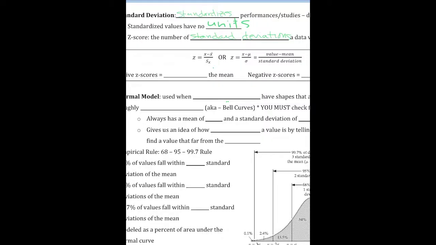All right, so going back to the notes, you have this formula, z equals x minus x bar divided by s_x, or z equals x minus mu divided by your standard deviation, your sigma. So that's your value minus your mean divided by your standard deviation. Your value is the data point you're looking at. Your positive z-scores are going to land above the mean, and your negative z-scores are going to land below the mean. Which makes sense, right? Positive versus negative, above versus below.